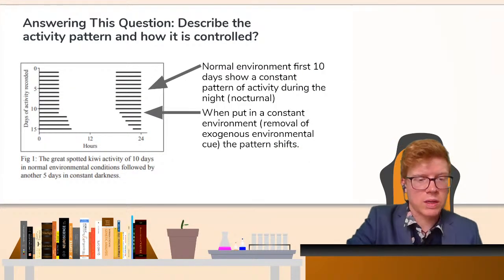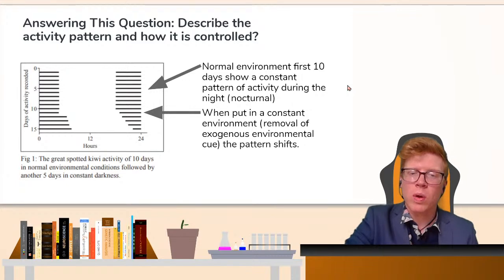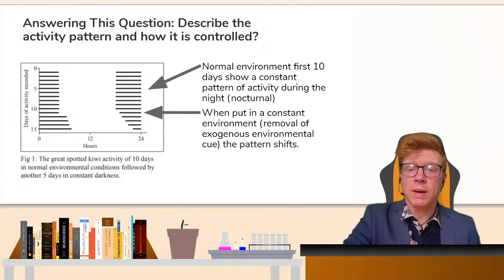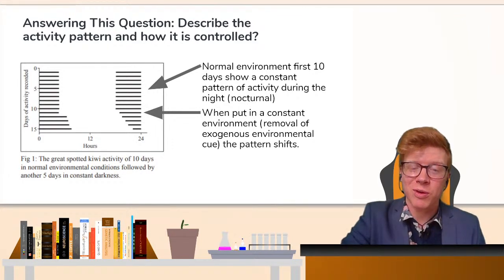Ms. McNair has fortunately gone through and put some important details here. So you've got to be thinking about describing the pattern and thinking about how is this pattern of activity controlled? It's really valuable for you to be using the correct terminology as well. So talking about the exogenous environmental cues, talking about its normal pattern of behavior. Remember, kiwis are nocturnal. They're most active during the night. If we can imagine this is midnight and this is midnight the following day, this is midday, we can see those periods of activity occurring approximately during the night. Makes a lot of sense, right?